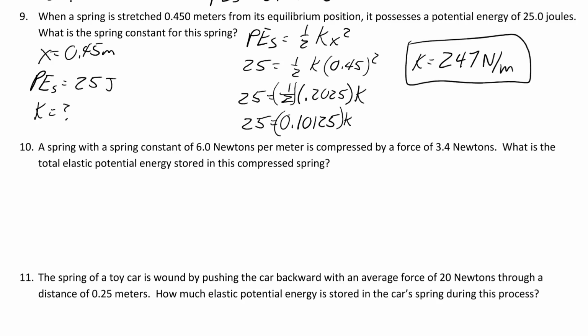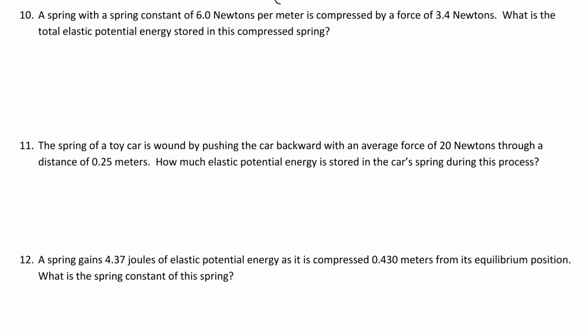Okay. Number 10. A spring with a spring constant, k, of 6 newtons per meter is compressed by a force, so Fs is equal to 3.4 newtons. What is the total elastic potential energy stored in this compressed spring? So the potential energy stored, what is that going to be? There's two different ways to do this.